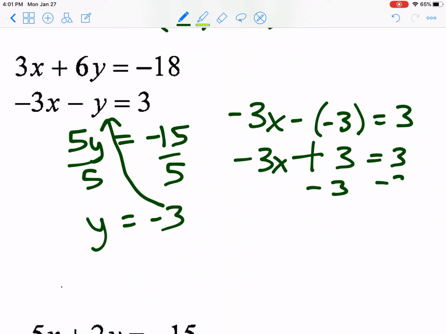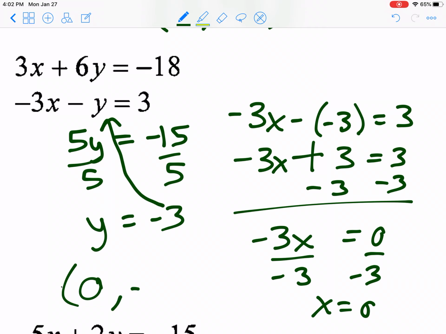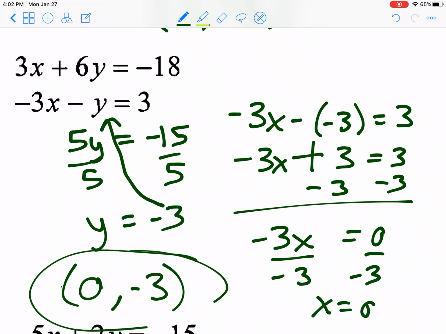So I'll subtract 3 from both sides. Now we get -3x equals 0. Divide both sides by -3, and we get that x equals 0. So there's our solution, 0, -3. So the elimination part gets us to an answer quite quickly, and then we have to substitute to find the other term.